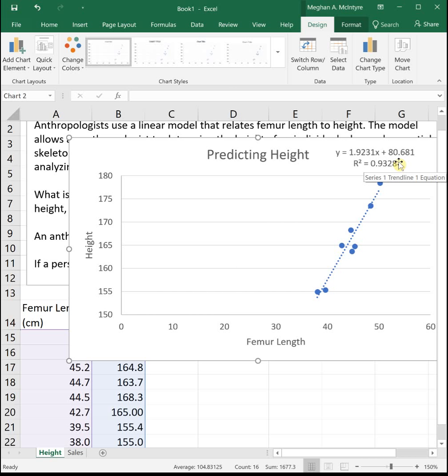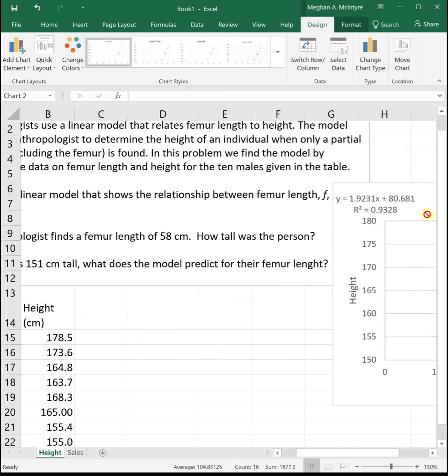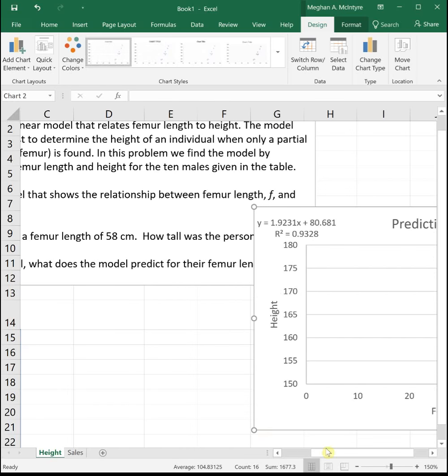I guess that's saying if someone doesn't have any legs, that'd be 80 centimeters. Sometimes the initial value doesn't make complete sense in the problem. But the big thing is the slope, saying that every time our femur increases by a centimeter, our height increases by 1.92 centimeters. I'm going to scooch this graph a little bit out of the way. We don't need it now that we have our equation.